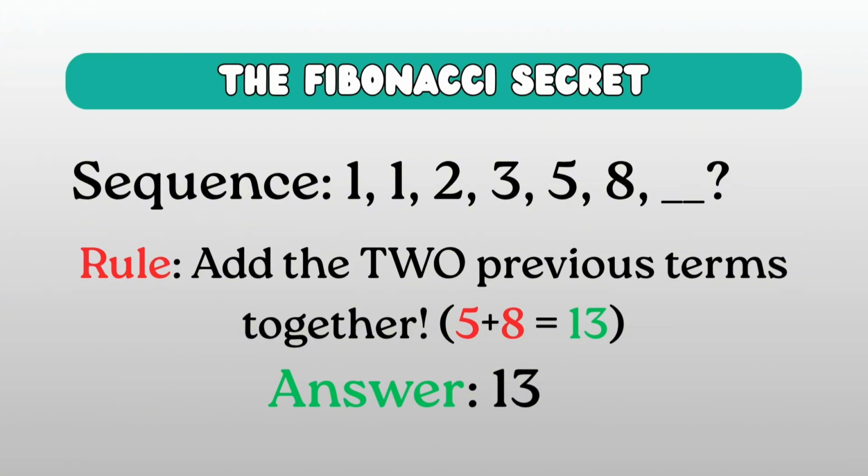So, to crack this final code and fill in our blank, we just need to add our last two numbers together. What is 5 plus 8? Correct, it is 13. You just solved the Fibonacci sequence, one of the most famous number patterns in the entire world.